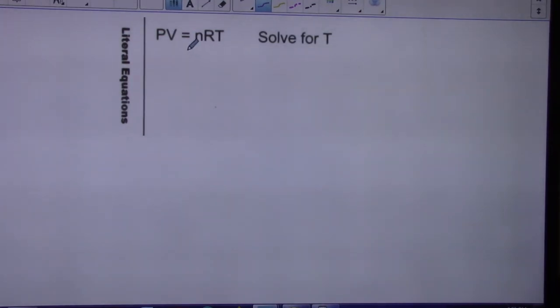So anyway, how do you solve for T here? Okay. You divide by nR, right?